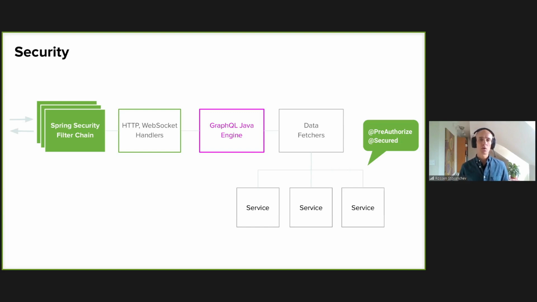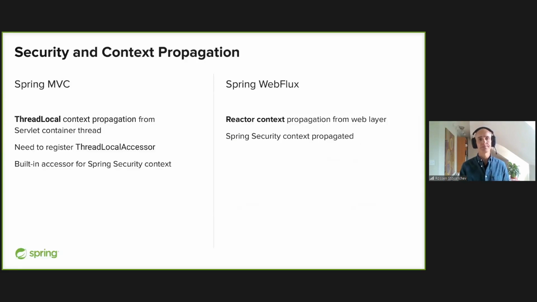And that is how you can apply fine-grained security to decide who gets to obtain or modify what data. And of course, when we talk about applying those annotations, it's important to talk about context propagation. In Spring MVC, we have built-in support for thread local context propagation from the servlet container thread to the data layer. And this is important because it is not guaranteed that in the data layer, a data fetcher is going to be executing in the same thread as the servlet container thread.